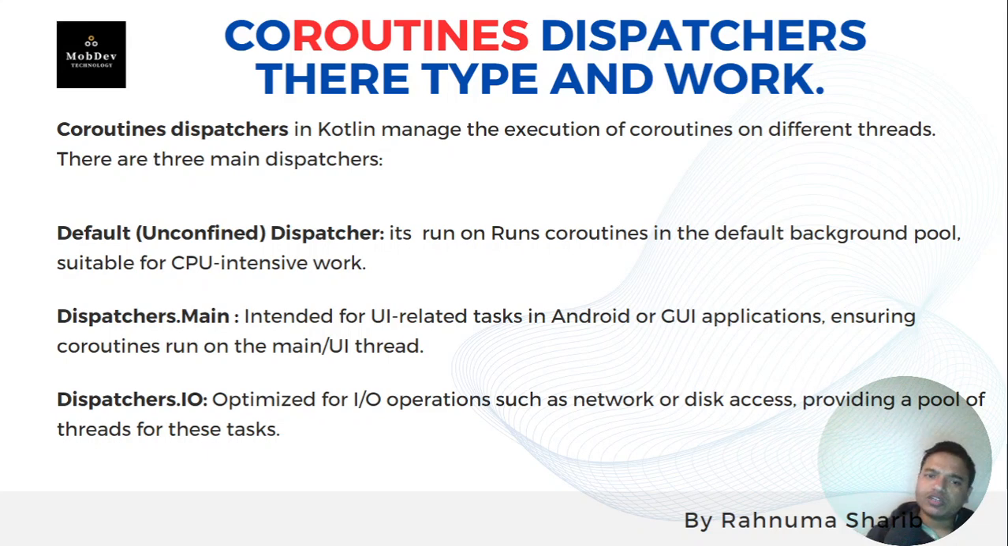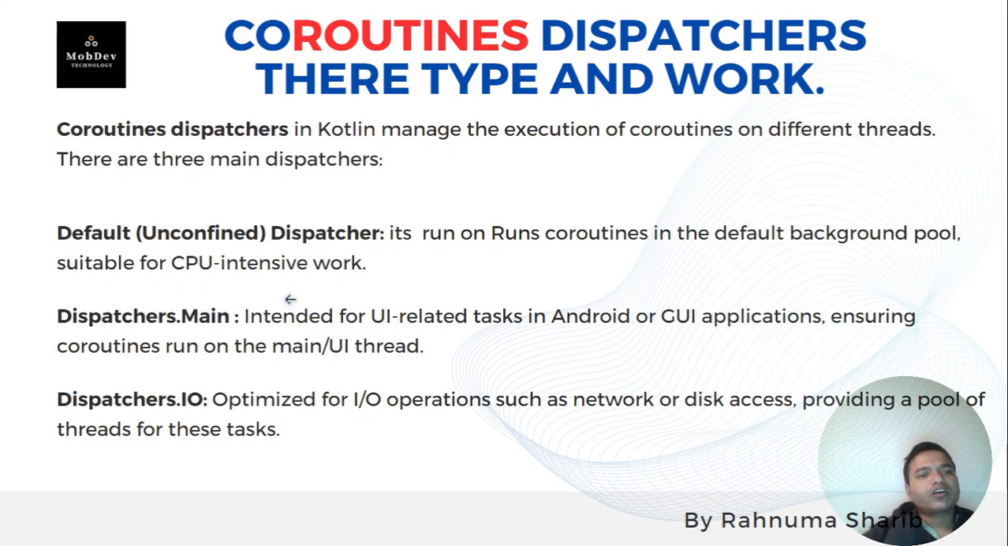Main you can always understand as the main thread; the main dispatcher does the same thing. It will execute your coroutine on the UI thread or the main thread. IO dispatcher will help you execute your coroutine on the IO thread, where you need to do networking operations and so on.